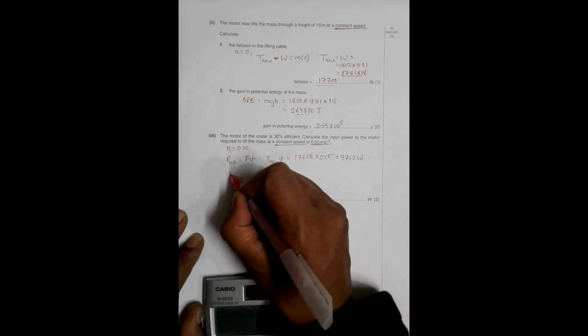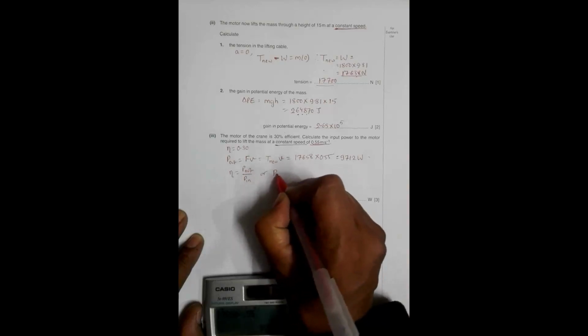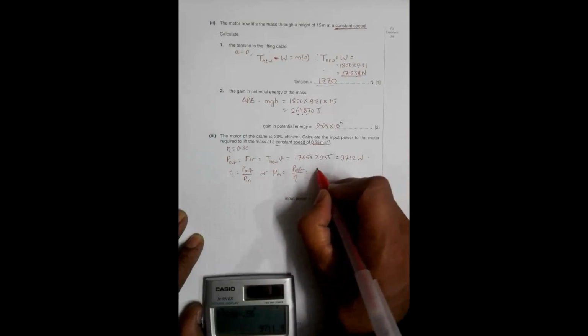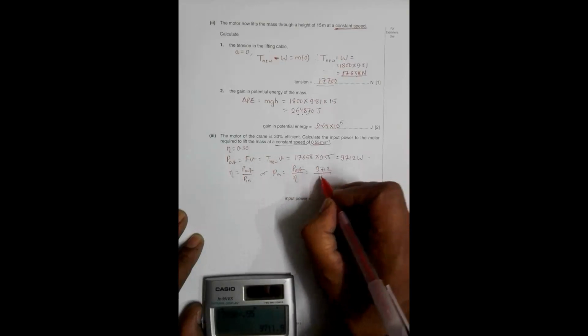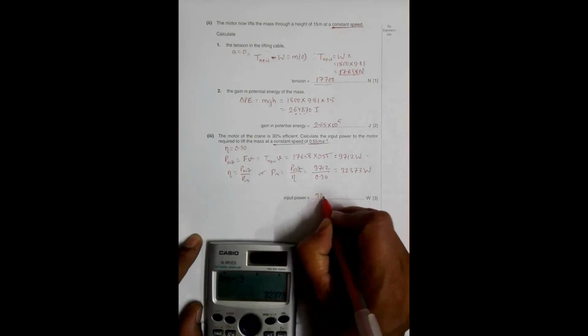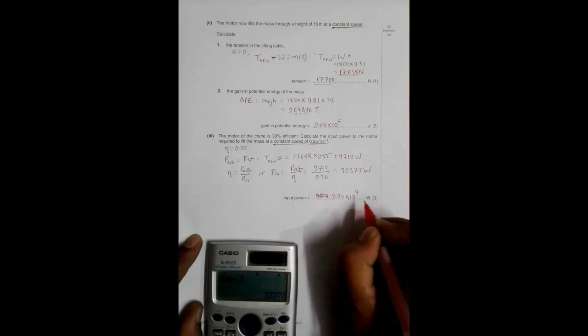So now I have efficiency equal to P out by P in, which means that power input is equal to power out by eta, equal to 9712 divided by 0.30, so it is 32,373 watt. So the input power to the whole arrangement is 32.4 kilowatt, or I can simply write it as 3.24 into 10 to the 4 watt.